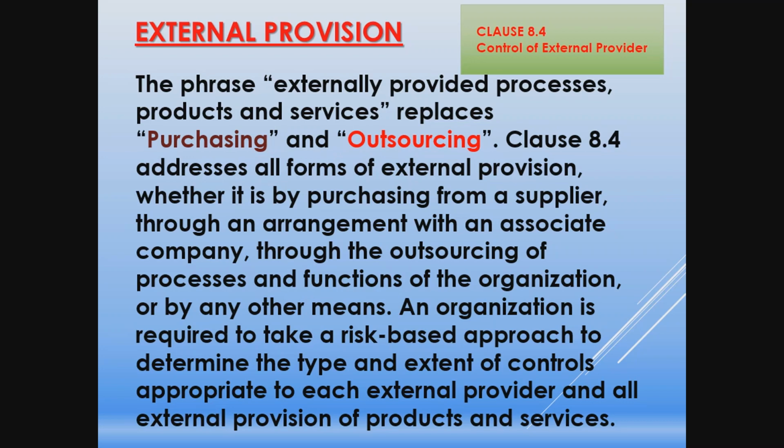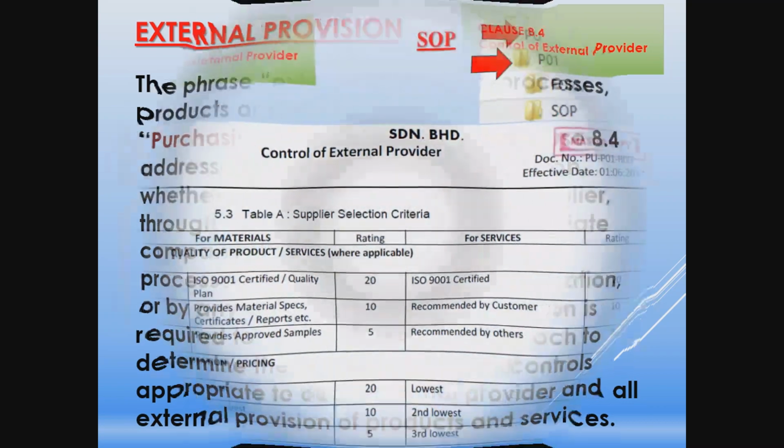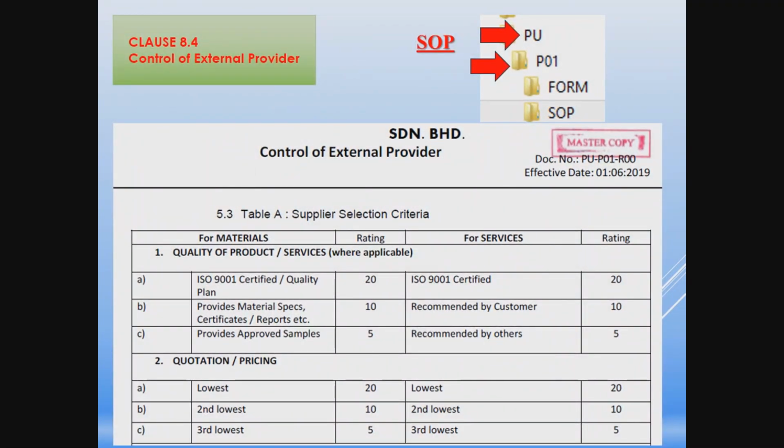Training may be based on understanding your drawing, or the installation project requirements, or how to fill in your form for the project. So to control the external provider means the supplier or subcontractor.